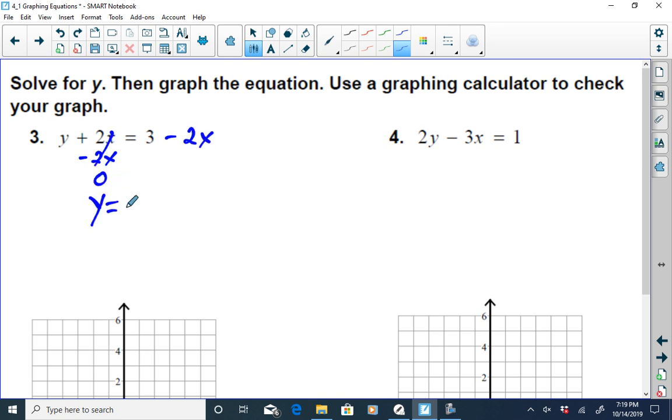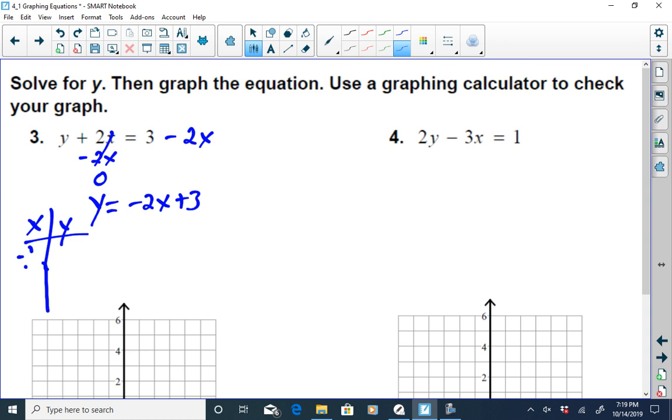So now we're left with y is equal, but then I want to use the commutative property and rewrite that as -2x plus 3. And then make my ordered pairs x and y. And let's do -2.